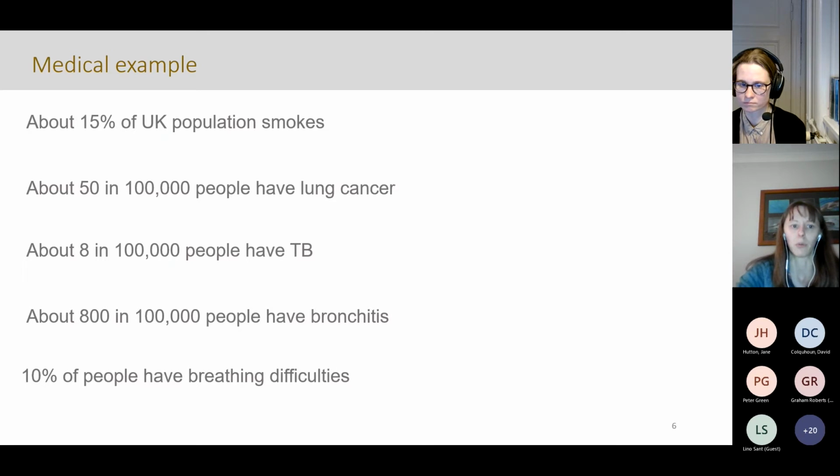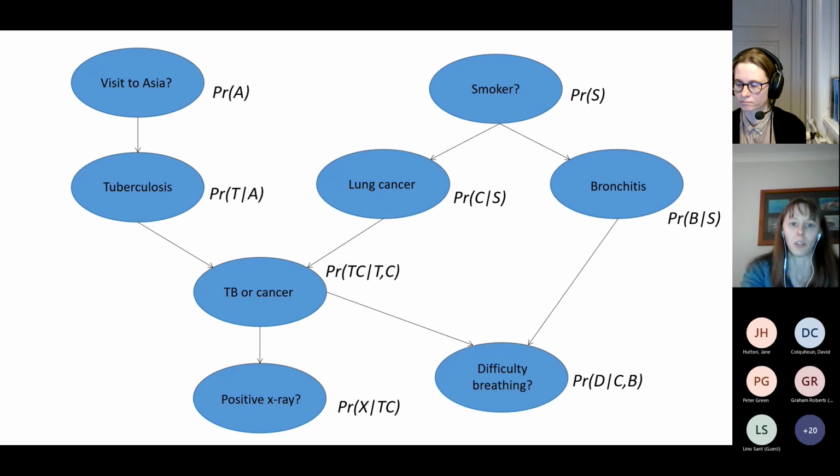In this example, we can understand a bit more that smoking affects someone's probability of having bronchitis and lung cancer. We know that somebody's movement patterns might affect whether or not they have TB. From this information, you can build a Bayesian network about respiratory disease in the UK.